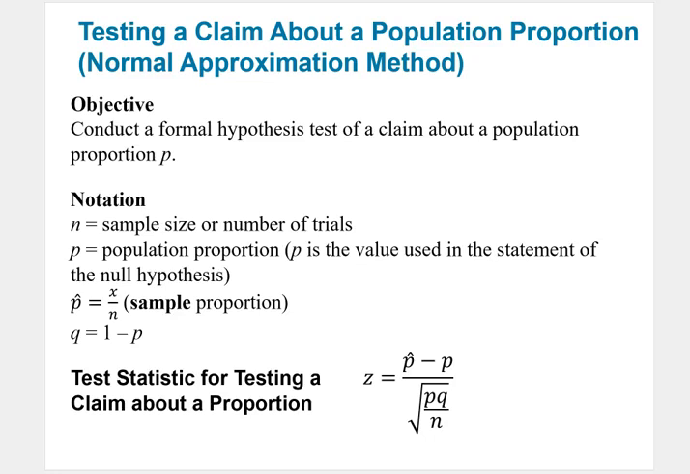So just to recap, when we're doing a claim for a population proportion, our objective is that we're going to conduct this formal hypothesis test about that proportion. And then, again, make sure you know all your notation, keep everything correct. And all of our proportions use a z statistic, so make sure that you know how to find that test z statistic for the problem.